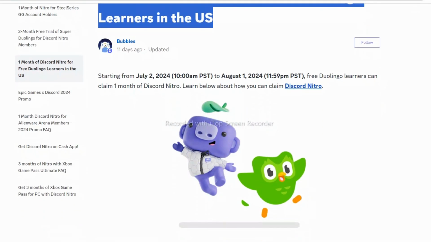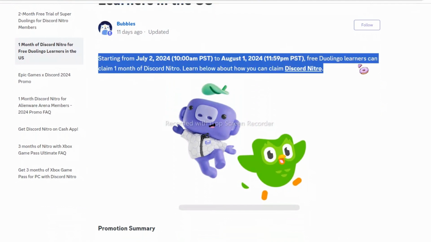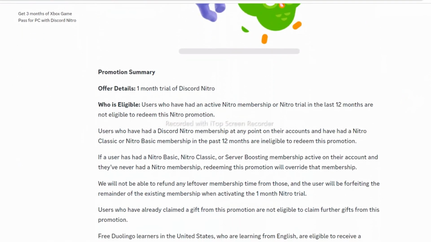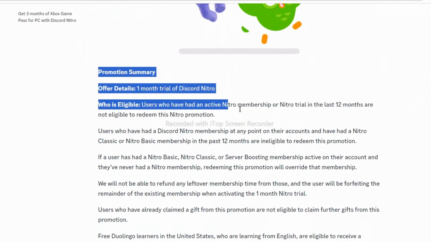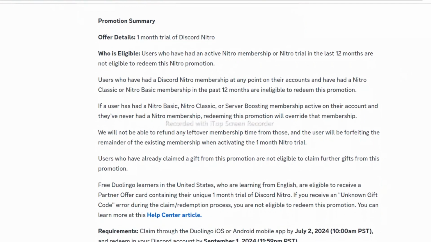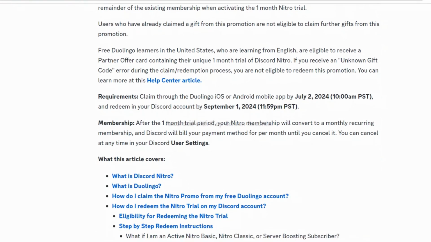Hey, everyone! Do you use Duolingo to learn languages? And are you also on Discord to chat with friends? Well, there's some good news. For a limited time, free Duolingo learners in the US can get a free month of Discord Nitro. This offer is only for free Duolingo learners in the US who are learning a language from English. If you have a paid Duolingo subscription or live outside the US, you won't be able to claim it.